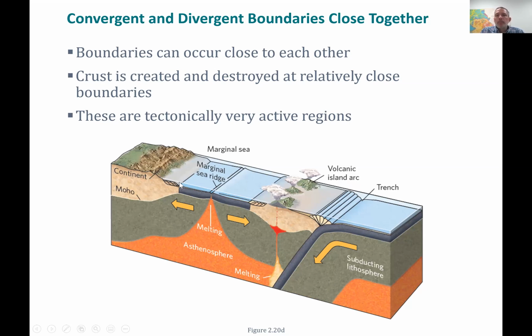So Harry Hess realized that if only seafloor spreading were occurring, the Earth would get bigger and bigger and bigger. And we know that that's not the case. So if you're creating crust in one location, you must be destroying it in another. And so this is where we have this trench occurring.